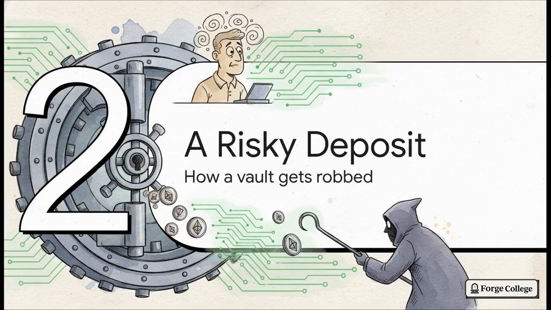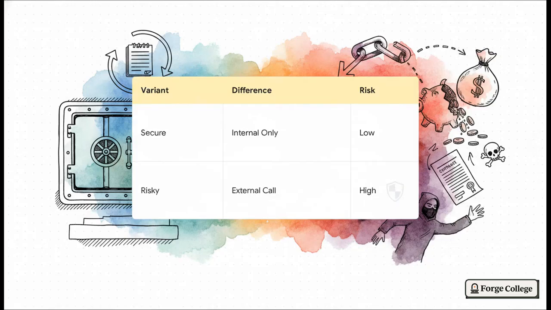Moving on to Section 2, Anatomy of a Risky Deposit, How a Vault Gets Robbed. So, what exactly happens when our meticulously designed vault gets robbed? Well, when we contrast a secure deposit with a risky one here, the threat landscape shifts entirely based on one thing: external calls. In a secure deposit, the sequence is strictly internal. You validate the input, update the ledger, emit an event. Boom. The money stays in the building, keeping the attack surface nice and low.